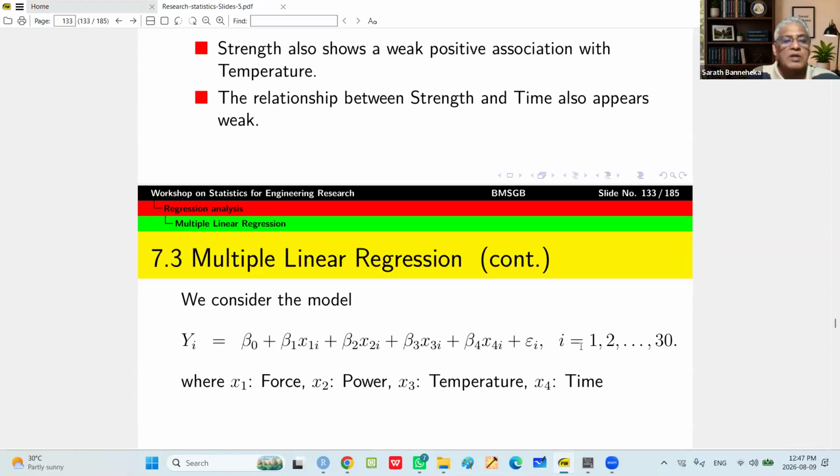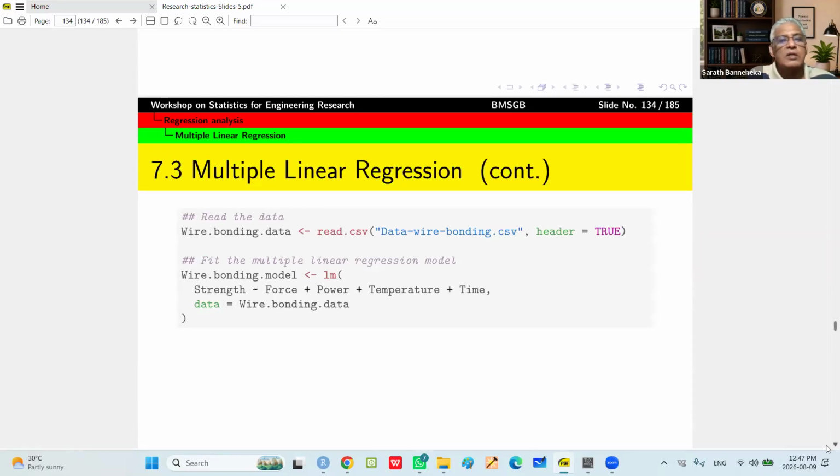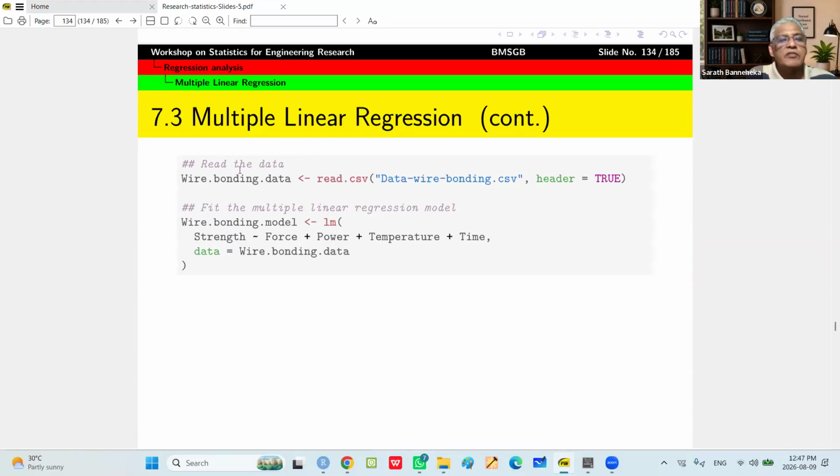So this is the model for the ith experiment, where i can go from 1 to 30. There have been 30 experiments, right? So that is the model that we will consider. So now I'm going to fit the model using R. So this is the command that we use.